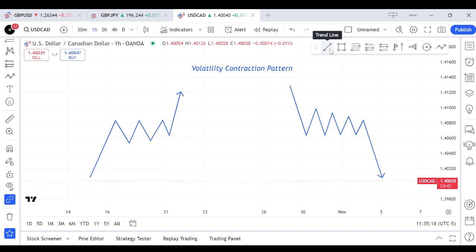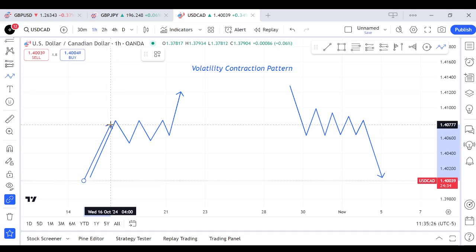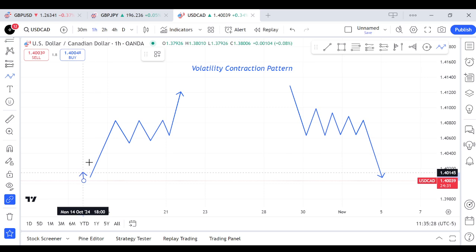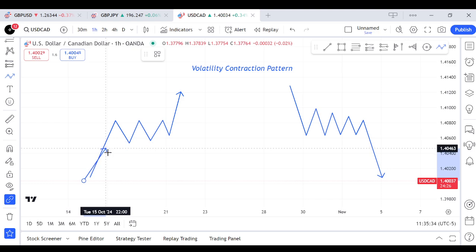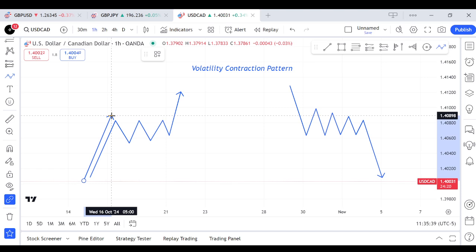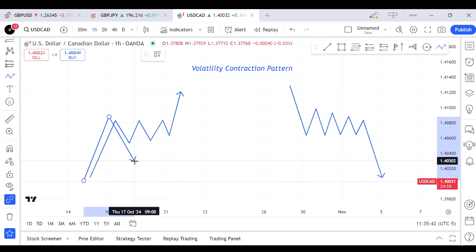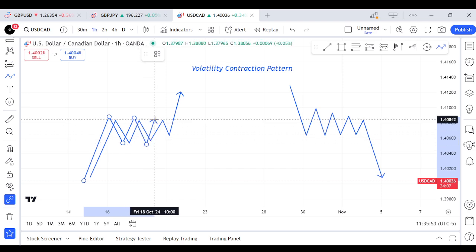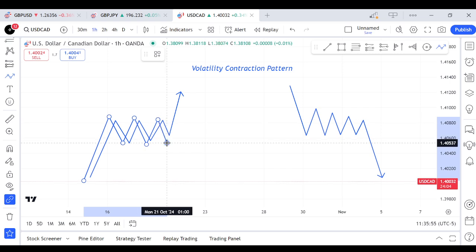So the VCP consists of several critical elements, and the first is the initial strong move, which is this move you see right here, and it begins with a sharp strong move, and this is often volume supported, and it's followed by a consolidation. The next component is the consolidation. So following this initial move, the currency pair enters a consolidation phase where the price range begins to tighten, as you can see, and the next is the contraction.